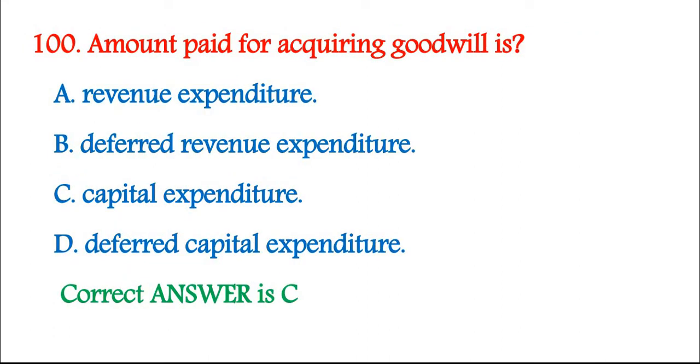100. Amount paid for acquiring goodwill is A. Revenue expenditure. B. Deferred revenue expenditure. C. Capital expenditure. D. Deferred capital expenditure. Correct answer is C.